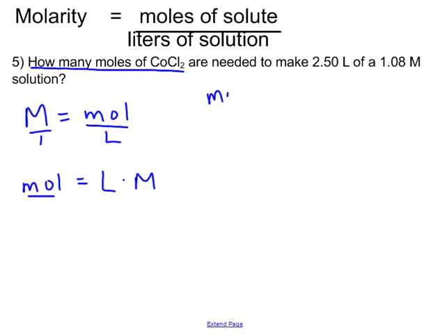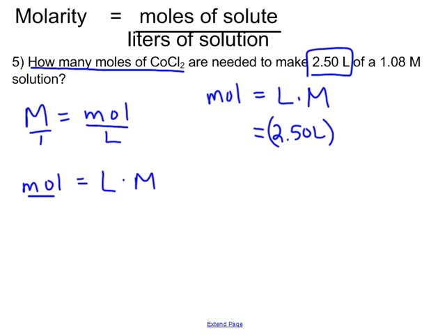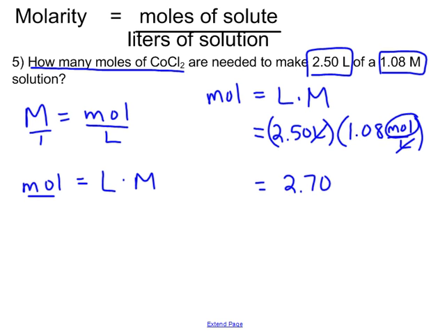So moles are equal to liters times molarity. We are given a volume of 2.50 liters. We are given a molarity of 1.08 molar. Remember, when we see the big M, what the unit really is moles per liter. So here we can see that liters will cancel, leaving us with the unit of moles, which is what we are trying to get. Now, in our calculators, 2.50 times 1.08, you get the answer 2.70 in your calculator. No rounding necessary. 3 sig figs is what we were shooting for anyway, so we're good to go on that.